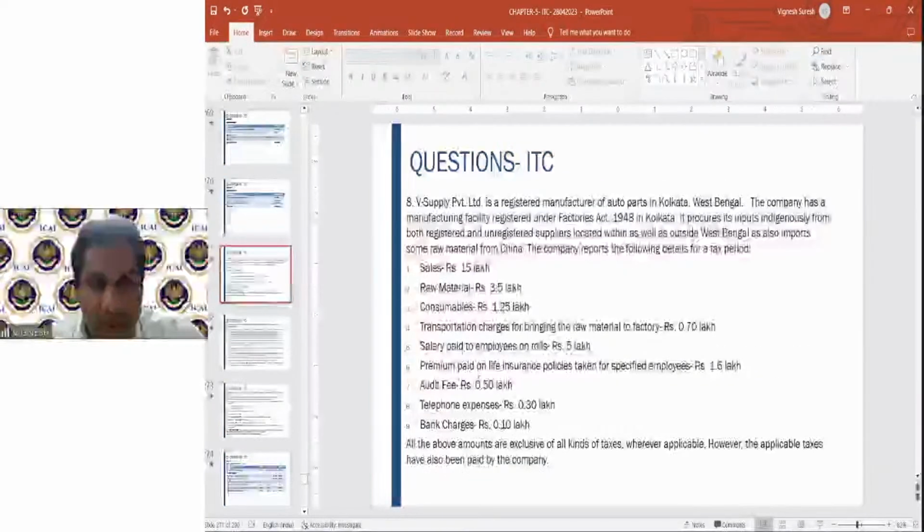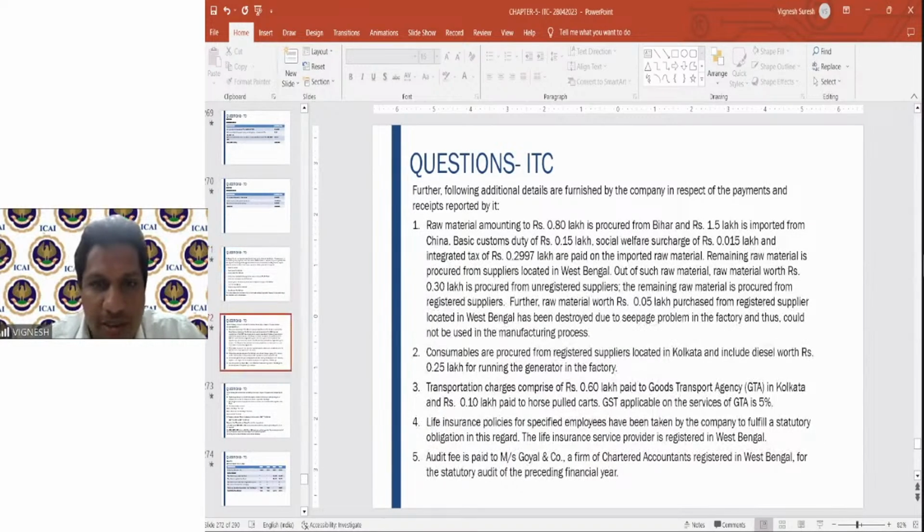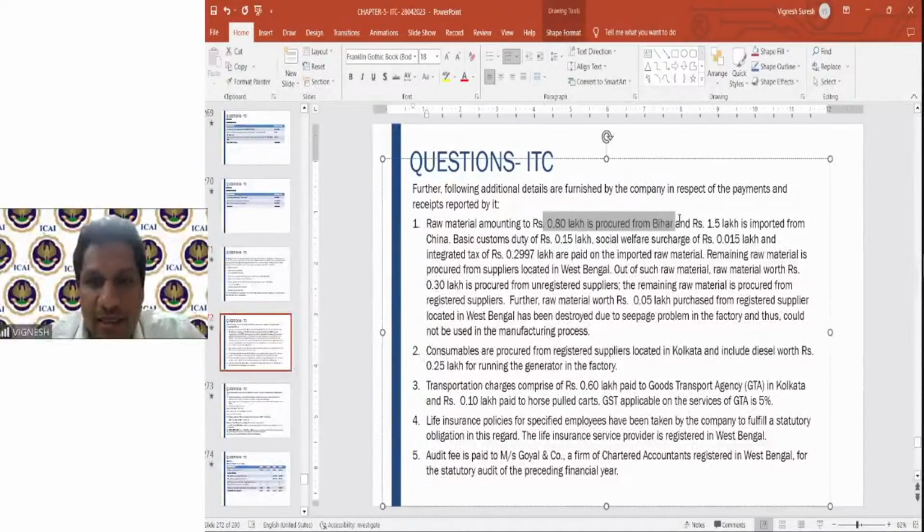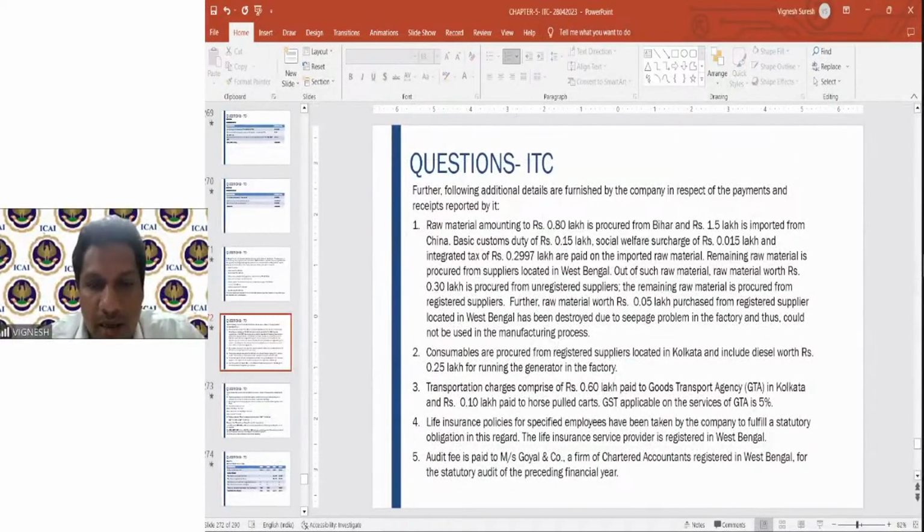Now we'll come to the expenses. Raw material. He is telling 3.5 lakhs. Okay. If you go to the comments section, he says 0.8 lakhs is procured from Bihar. So if 0.8 lakhs is procured from Bihar, on that it will be IGST. Okay, raw materials procured from Bihar, IGST will be applicable. Fine. So that is clear. So raw materials procured from Bihar you will take.